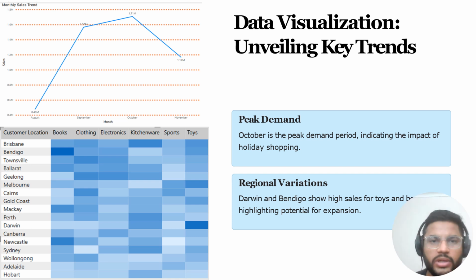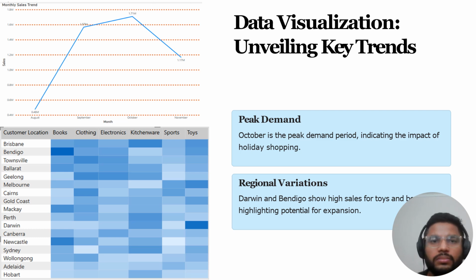So we have reached the data visualization slides. On the left, you can see we made a line graph for the measures month and sales, which shows that in the month of October there was the highest sale of 1.75 million. Below is a heat map among the measures category of product and the cities of Australia. Here we can see the dark blue colors were Bendigo and Darwin, which shows the highest sales for toys, highlighting a potential expansion opportunity.